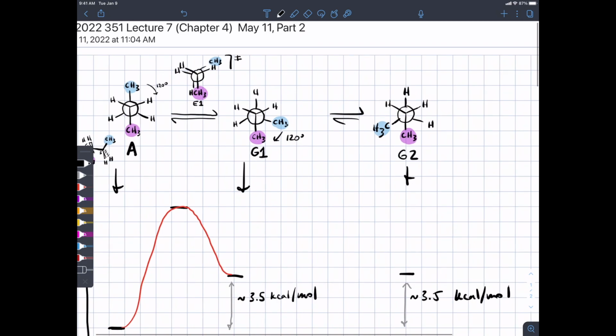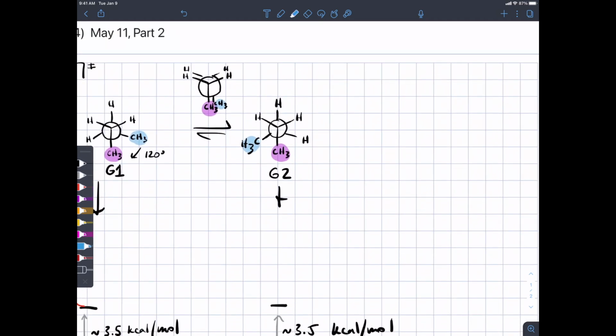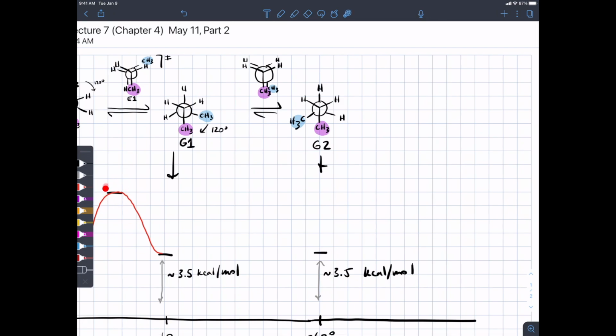Now, how about this barrier between gauche 1 and gauche 2? What would that require? I'm going to eclipse what? Okay, the methyl groups, and that's going to be somewhat hard to draw. Do you expect that to be the same energy or higher in energy than the eclipsed 1 transition state? Much higher, right, because those methyl groups have to slip past each other. So we'll go ahead and put that energy level here.